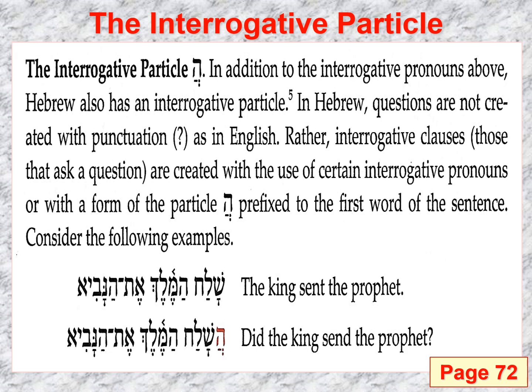Shalach Hamelech et Hanavi. But if we wanted to ask a question, we attach the interrogative particle, hey with the hatef patak, to the first word of that sentence, in this case it being the verb. So, ha-shalach Hamelech et Hanavi. Ha-shalach Hamelech et Hanavi. Did the king send the prophet?